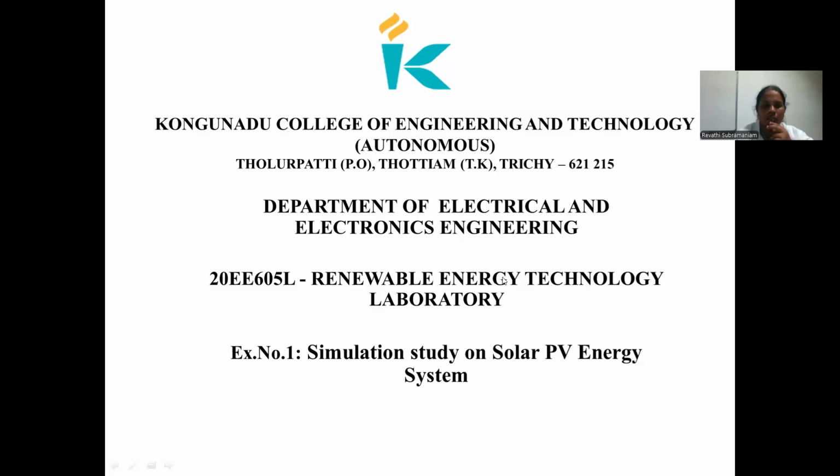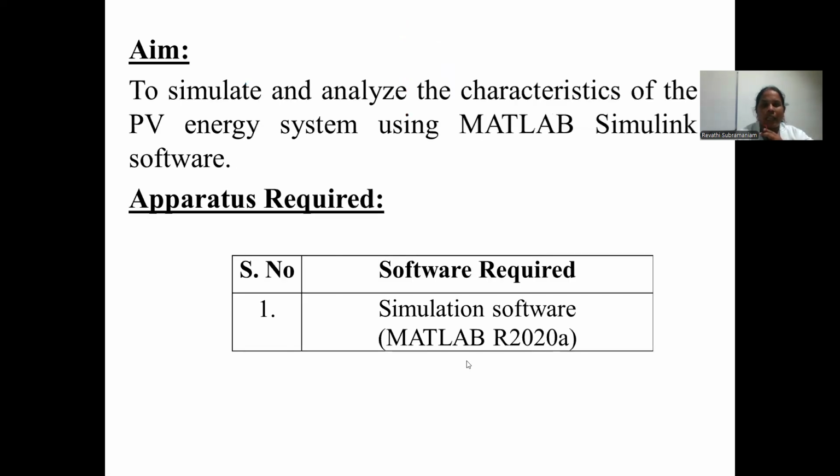Renewable Energy Technology Laboratory. Now we are going to see the experiment on simulation study of solar PV energy system. The aim of the experiment is to simulate and analyze the characteristics of PV energy system, that is the voltage, current and power of a PV energy system by using the MATLAB Simulink software.